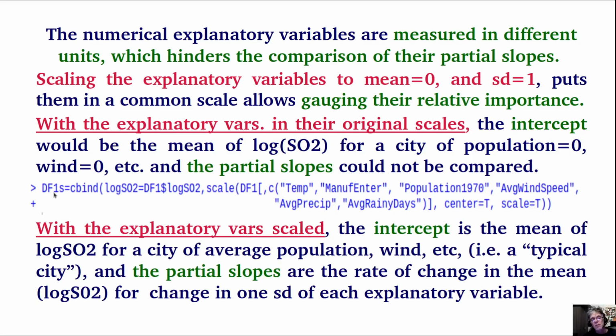So when the explanatory variables are scaled, the intercept now becomes the mean of the log SO2 for a city of average population, average wind, average number of manufacturing enterprises, and so on. That is, it would be the mean of the SO2 for a typical city. And the partial slopes now are the rate of change in the mean of the log SO2 for a change in one standard deviation of each of the explanatory variables.